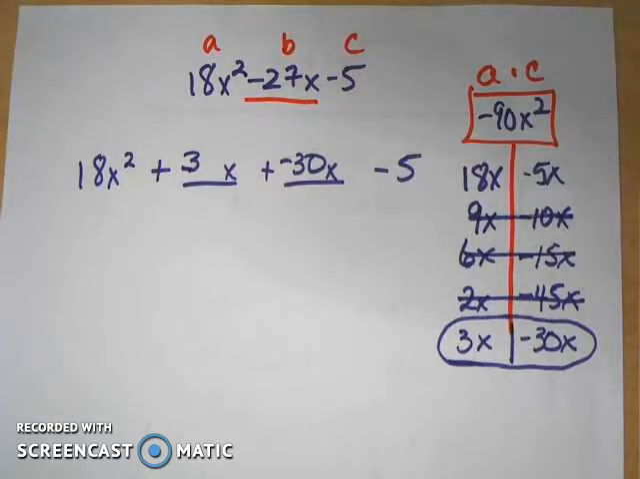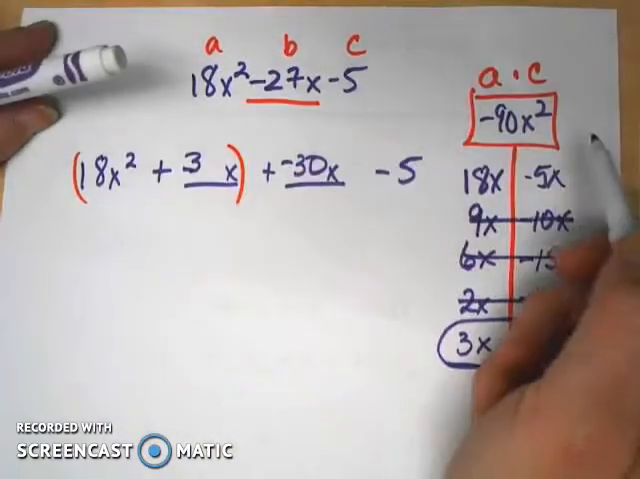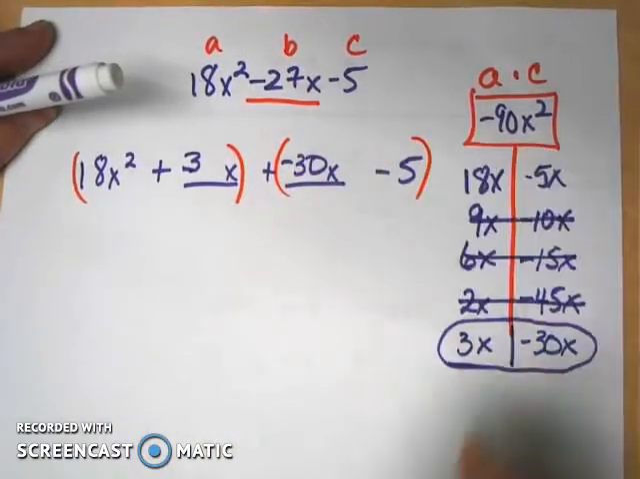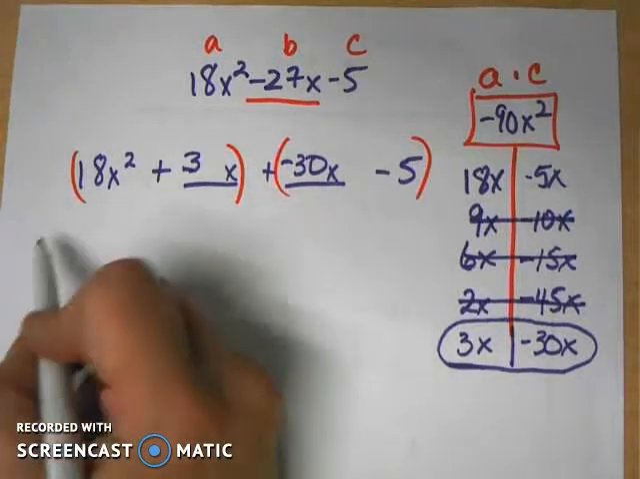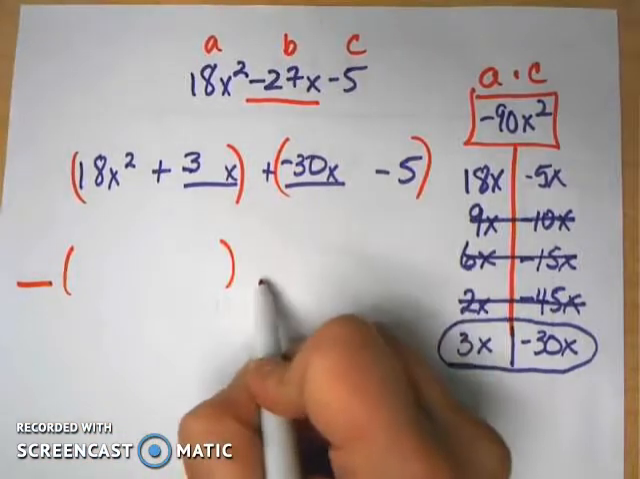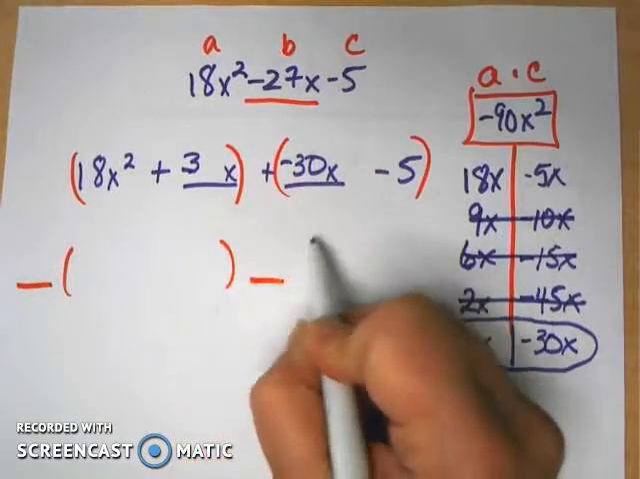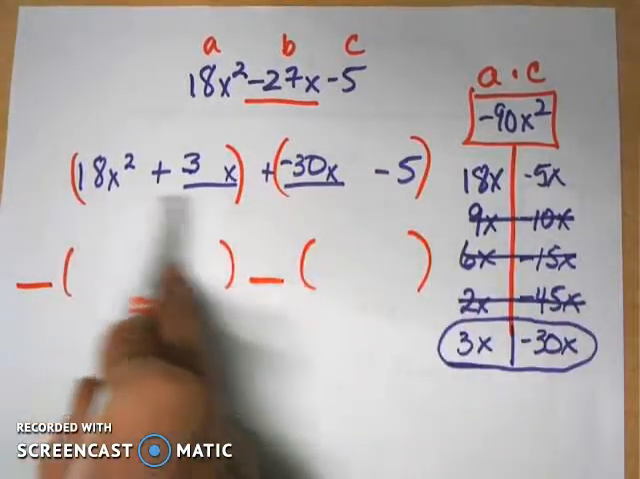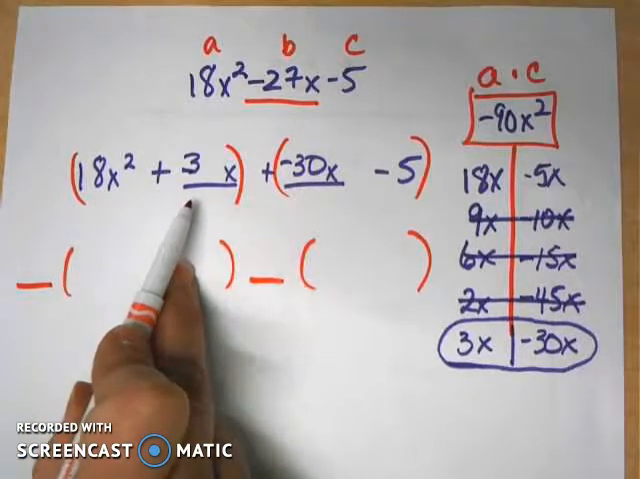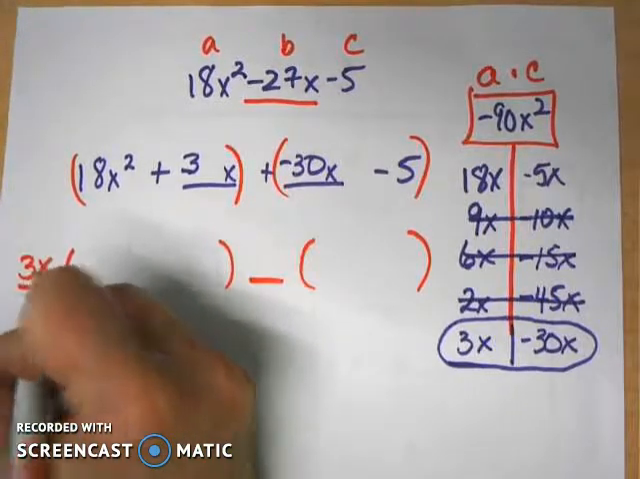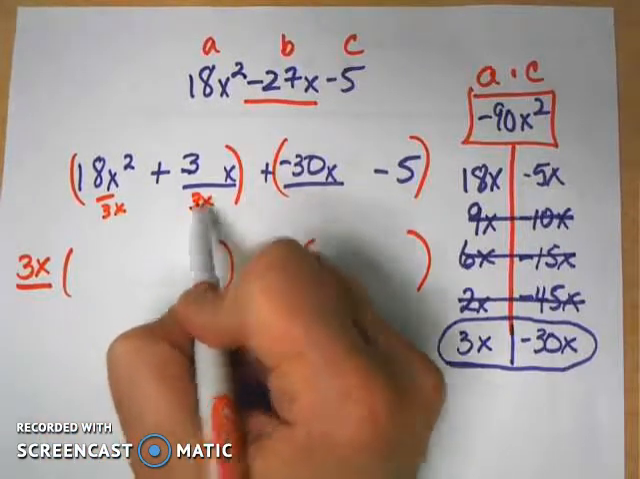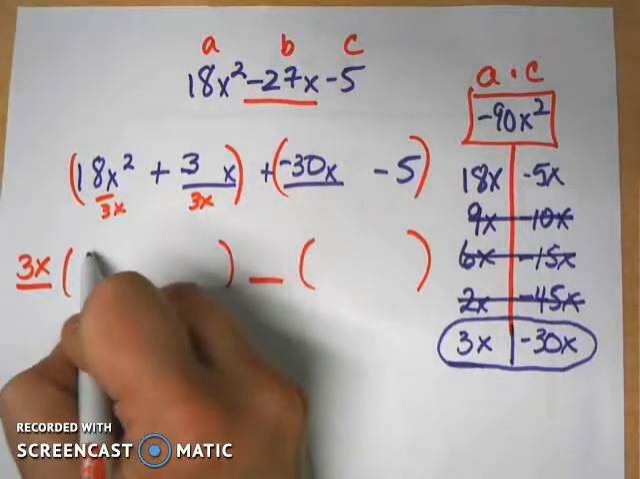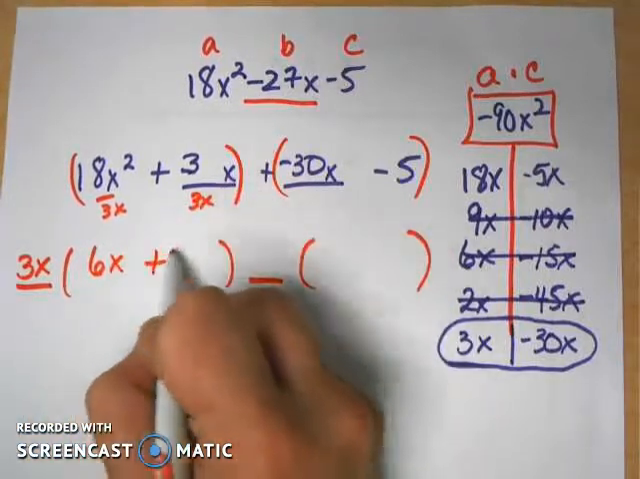At this point, what I want to do is group the first two terms into a binomial and group the second two terms into a binomial. By doing that, that allows me to look for a GCF that I'm going to divide out of each of these. All right, so the GCF for these two terms looks to me like it's going to be 3x. I'm going to write that down here, and I'm going to divide each of these terms by 3x. That leaves me with 6x plus 1.